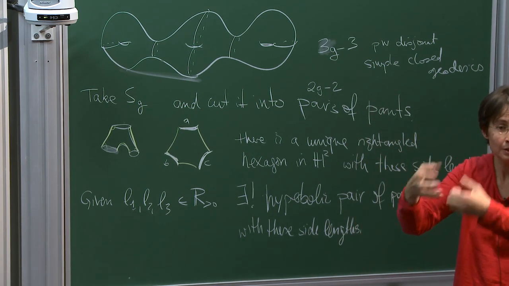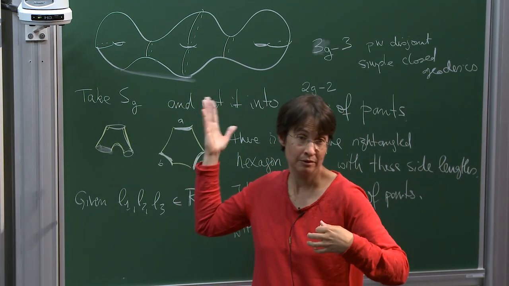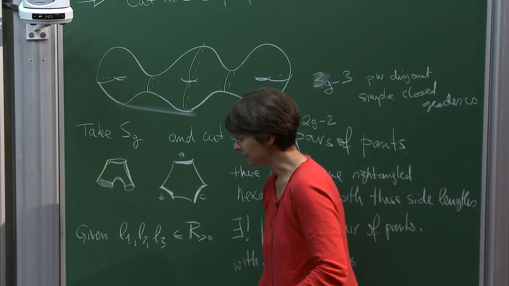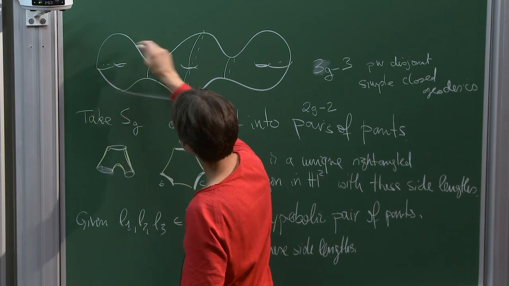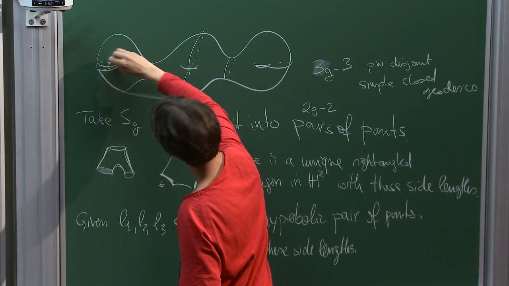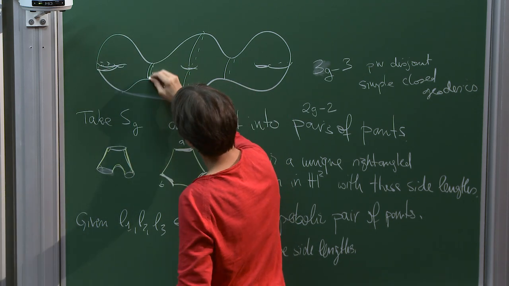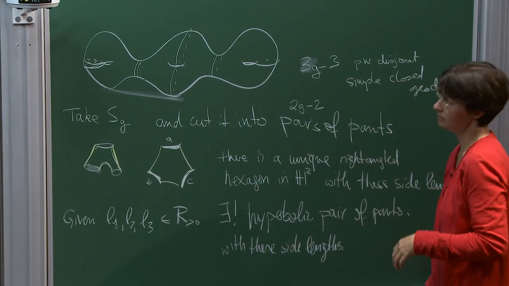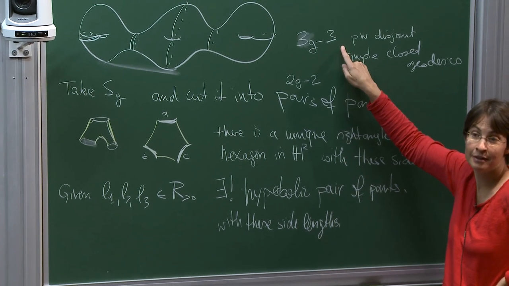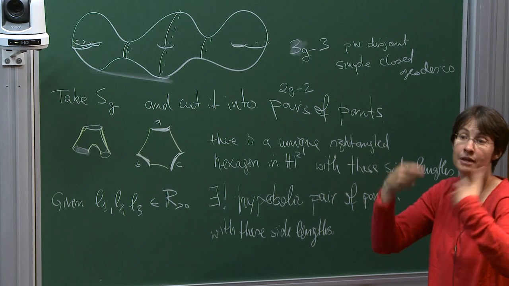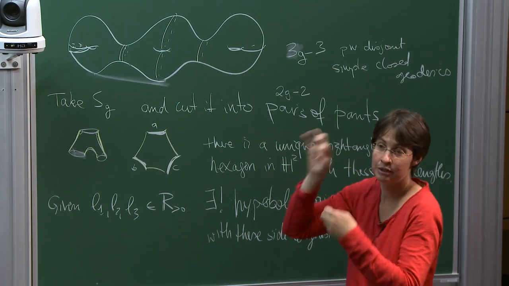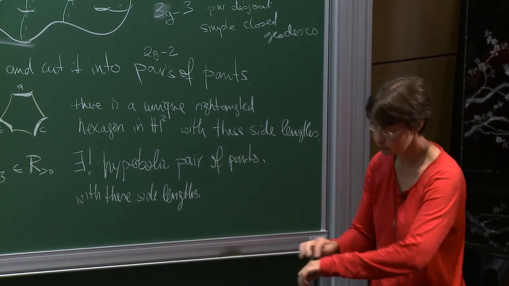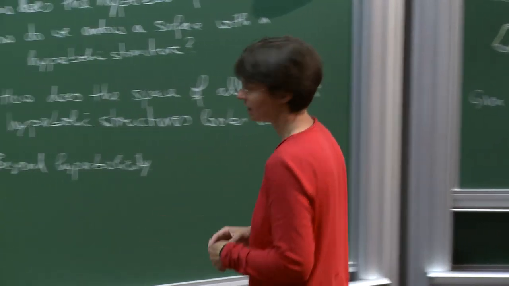Okay, so now I have my building blocks. I have these hyperbolic pairs of pants, and if I want to get a hyperbolic structure on this more complicated surface, I take just as many pairs of pants as I need, and I build it. I just have to make sure that if I cut it here, these two curves have the same length. And if I want to glue those two, I have to make sure that these two have the same length, and so on. So if I describe the 3g minus 3 length parameters, I can build a hyperbolic structure which has, for this given pants decomposition, these lengths for the simple closed geodesics realizing that. Okay, so this is one way to construct a hyperbolic structure on the surface.